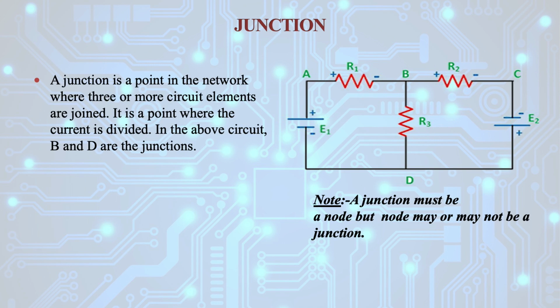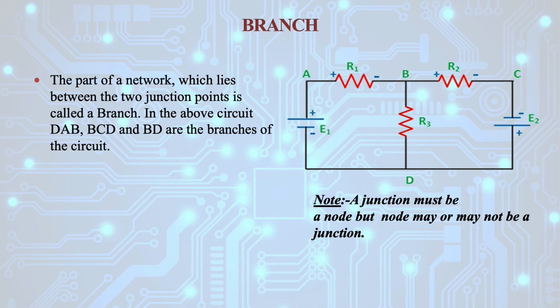In the above circuit, B and D are the junction. A junction must be a node, but a node may or may not be a junction. Now we have to understand what is a branch of any circuit. The part of a network which lies between two junction points is called a branch. So in the diagram you can see DAB, BCD and BD are the branches of the circuit.